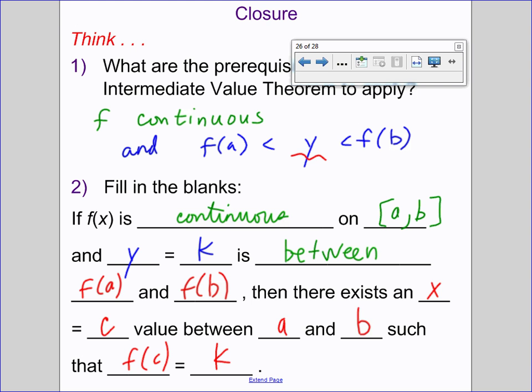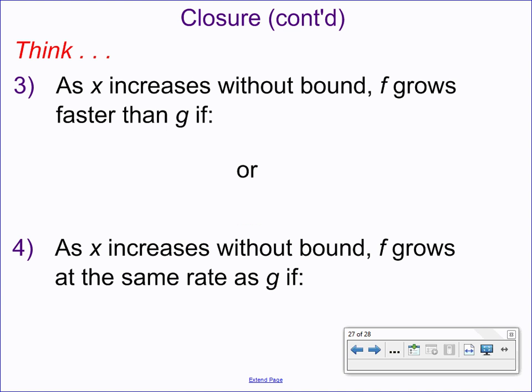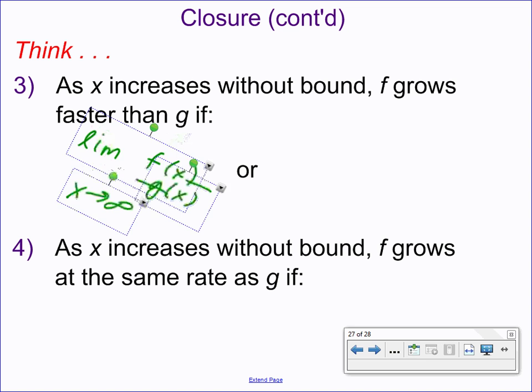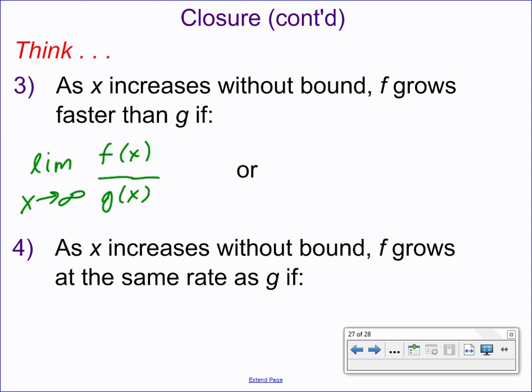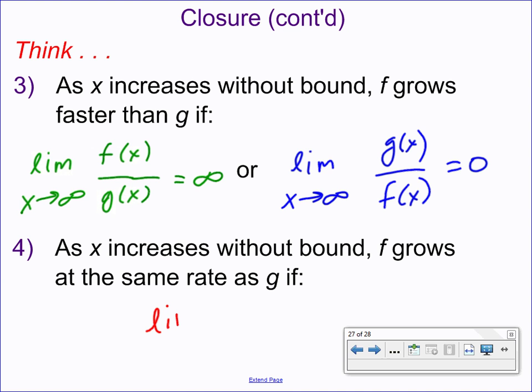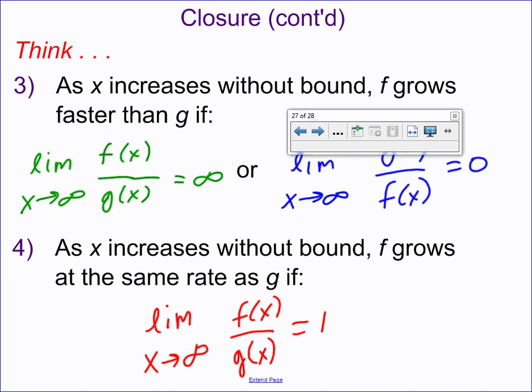That was fun. Let's do our comparison test. As x increases without bound, f grows faster than g if either of two statements are true. So what's one statement, Vivian? Or, equivalently, thank you Grace, the limit as x approaches infinity of g of x over f of x equals 0. Good, thank you. They grow at the same rate if what's true, Tyler? The limit equals some constant, not zero or infinity. Absolutely. So that equals some non-zero constant called L. Then we know they grow at the same rate.